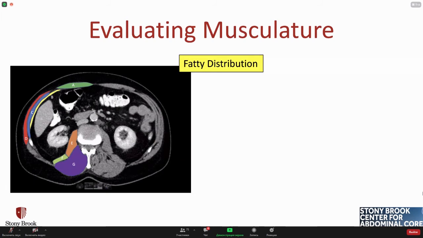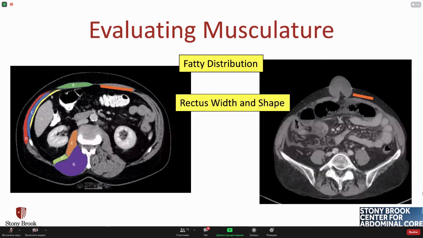So obviously, you want to look at the fatty distribution, which we kind of mentioned before. You want to look at the rectus width as well, right? The rectus width is very important. On your screen on the left side here, you're going to see that the width is really nice. So you have a long, large rectus abdominis muscle. You could probably do a retrorectus repair here. On the left side, you have a very small one. You may have to think about possibly doing component separation.